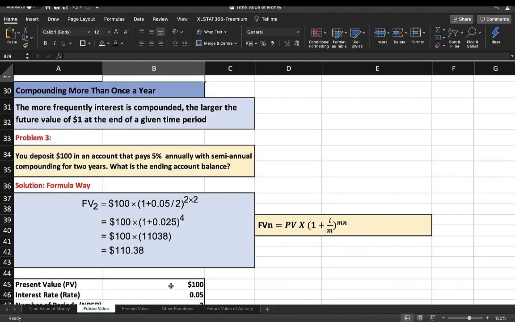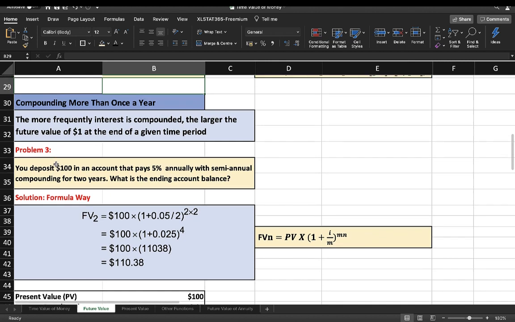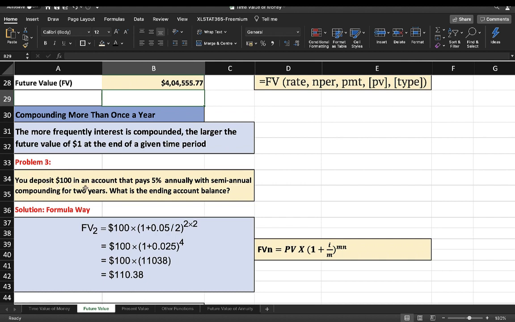Sometimes we have to calculate for compounding more than once a year. The more frequently interest is compounded, the larger the future value of $1 at the end of the given time period. I have taken the same question as before: you deposit $100 in an account that pays 5% annually with semi-annual compounding for 2 years. Here it is semi-annual, meaning 2 times in a year.